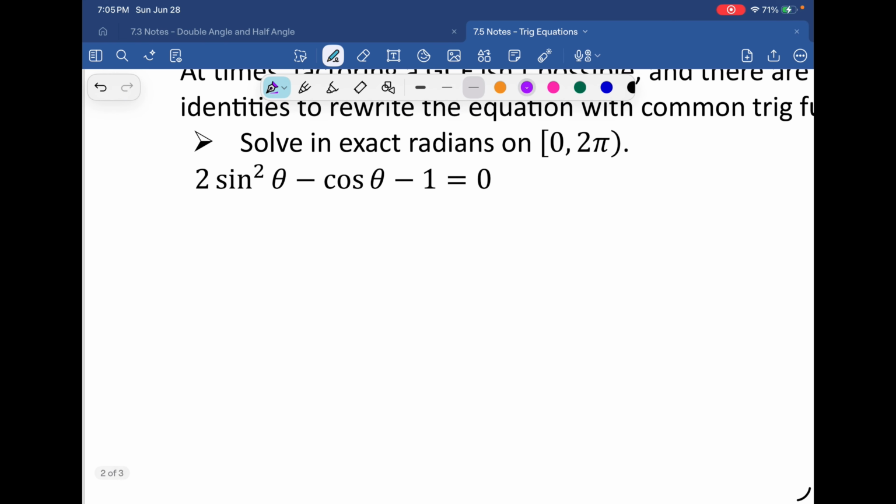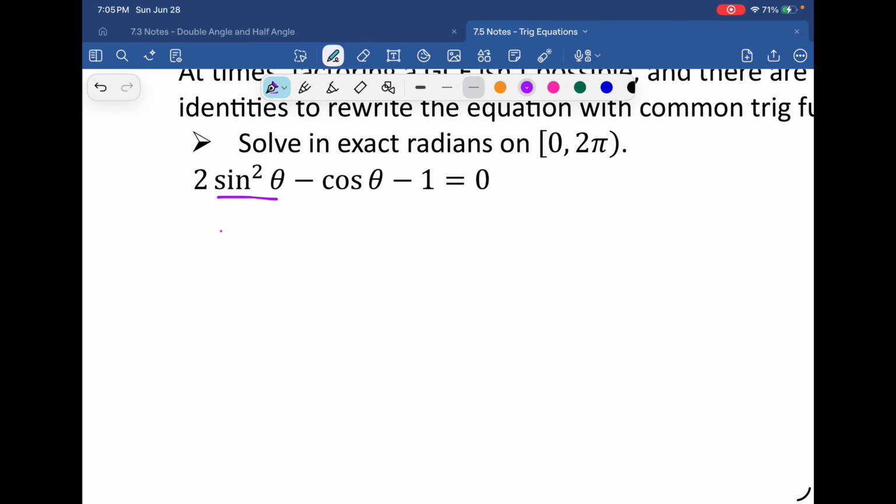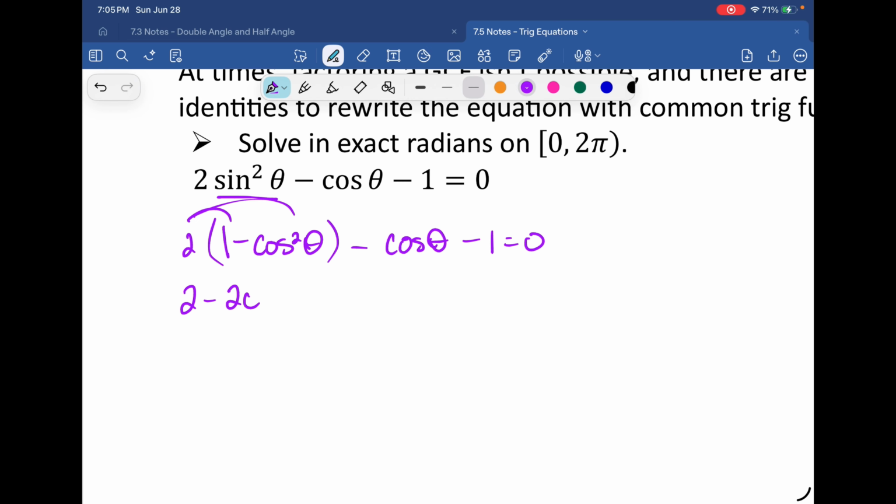So I know that I can change sine squared into 1 minus cosine squared, and distribute. Combine your like terms.